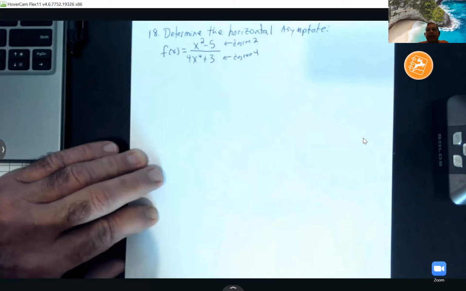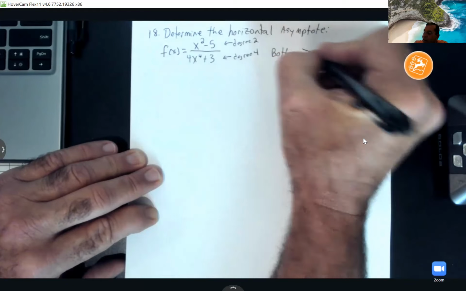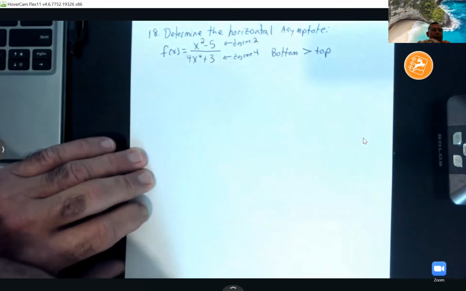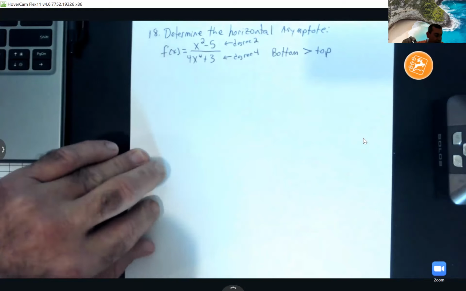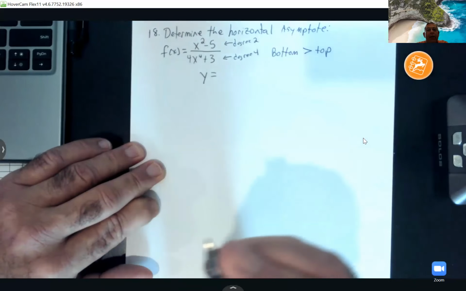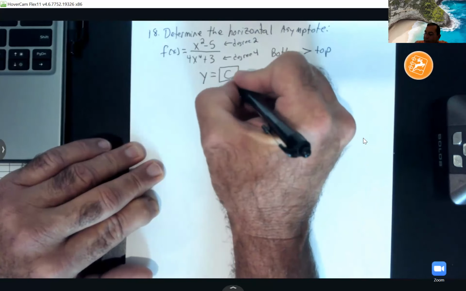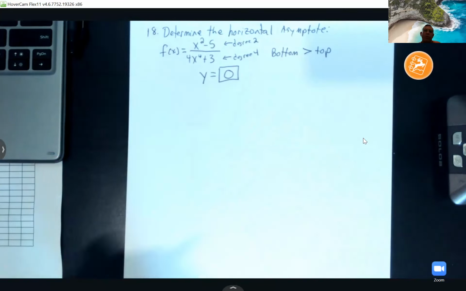So that means that the bottom degree is greater than the top degree. So let's see, y'all done got that one? Definitely it's going to be y equals 0. Now, on this one, they already give you the y equals part. So all you're putting in is that 0. Okay, so 17 gave you the x equals. 18 is giving you the y equals.